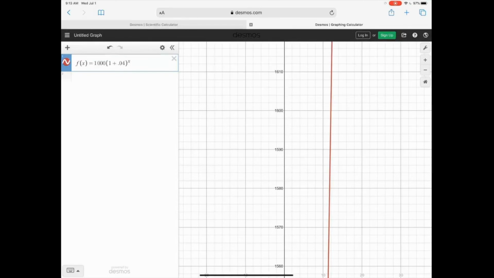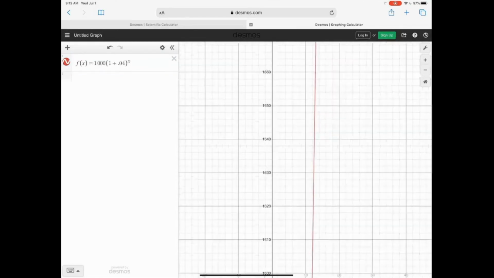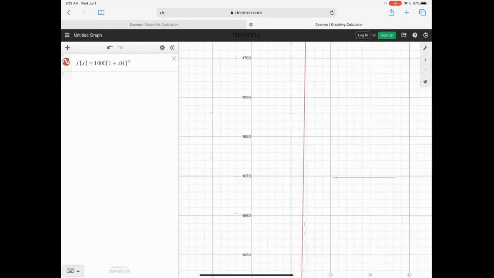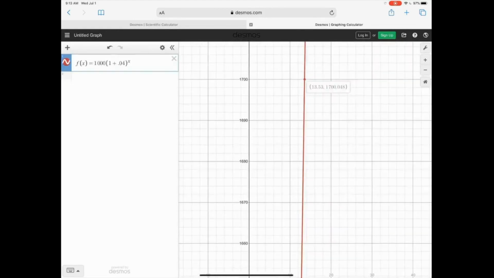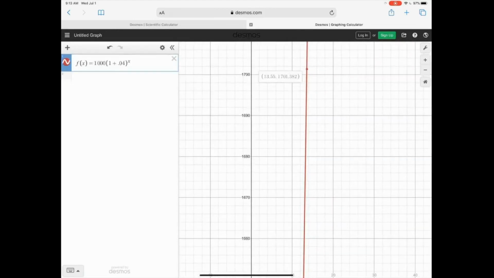If it asks how long it will take for her to get to, let's say, 1,700, then you would go all the way up to 1,700. You would say it would take about 13 and a half years, because it's about 13.551. So that's how to approximate.